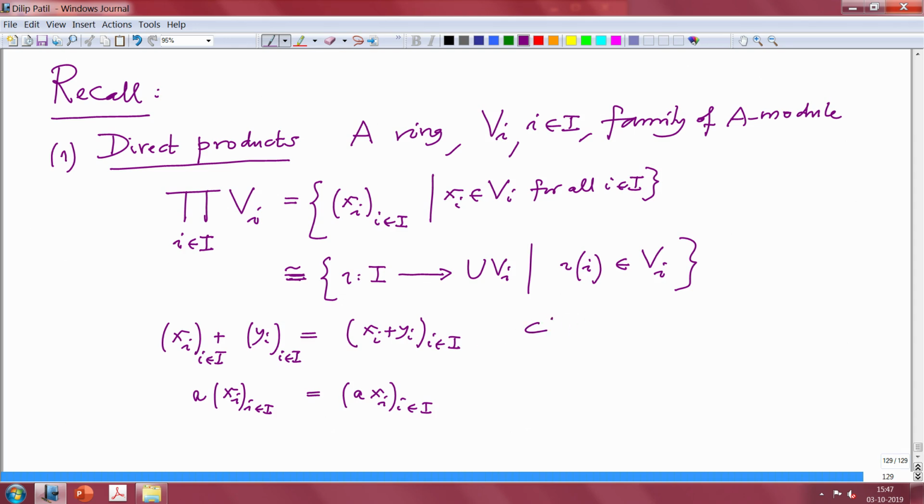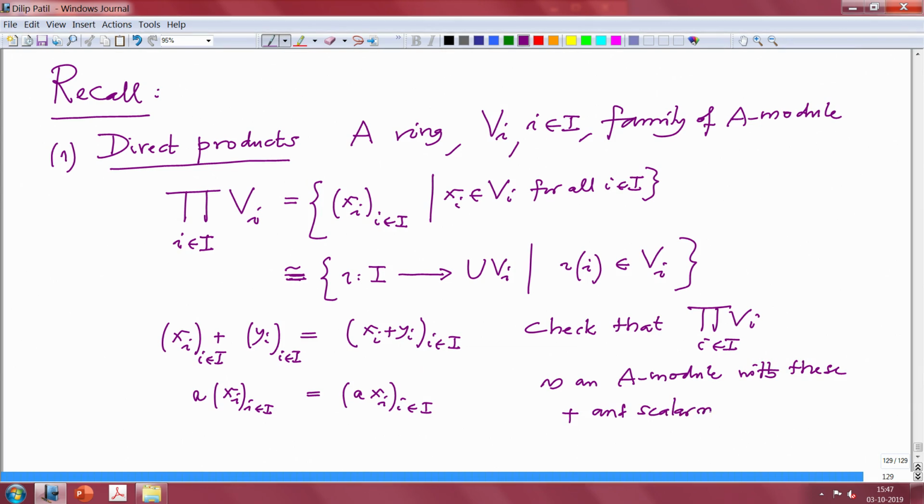So, we have to check that the product of Vi is an A module with this addition and scalar multiplication, and this module is called the direct product of the family Vi, product Vi, the direct product of the family Vi.